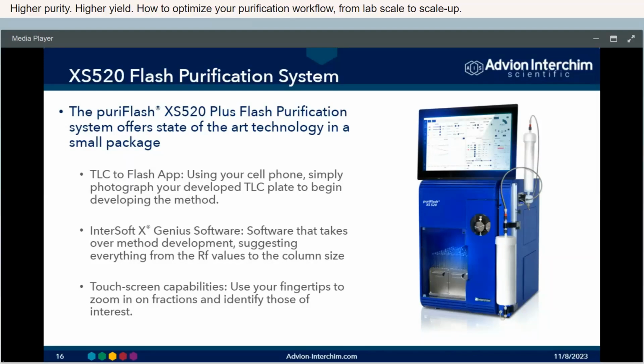Okay. We have the TLC to Flash app. By using your cell phone, you can photograph a developed TLC plate and then begin to develop a method. By transferring that TLC plate to the IntersoftX Genius software, we're able to automatically generate a gradient and have it suggest column size, as well as whether you should dry load or liquid load. And we'll talk about that a little bit more in upcoming slides. So this is all available from a touch screen, so it's very easy to control and very easy to monitor your purification process.